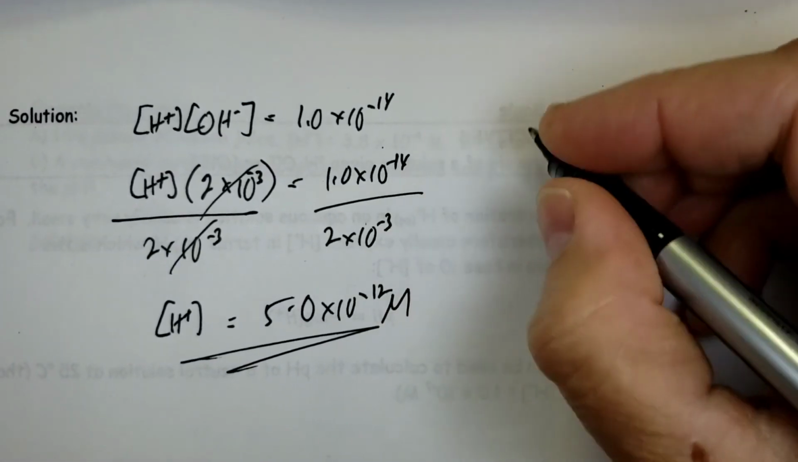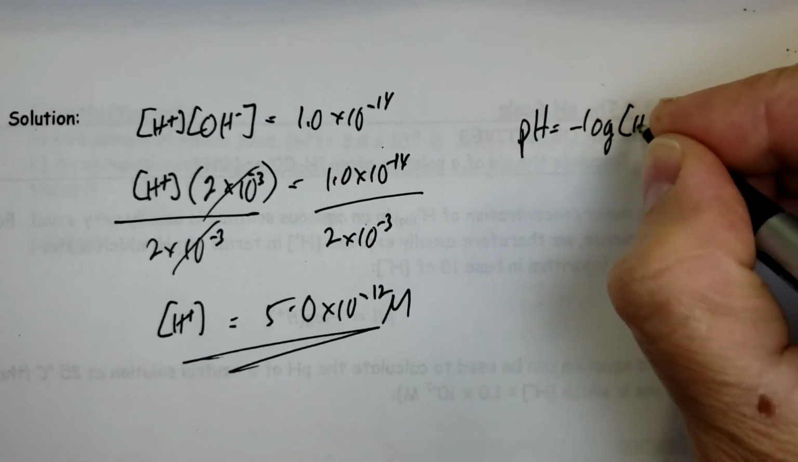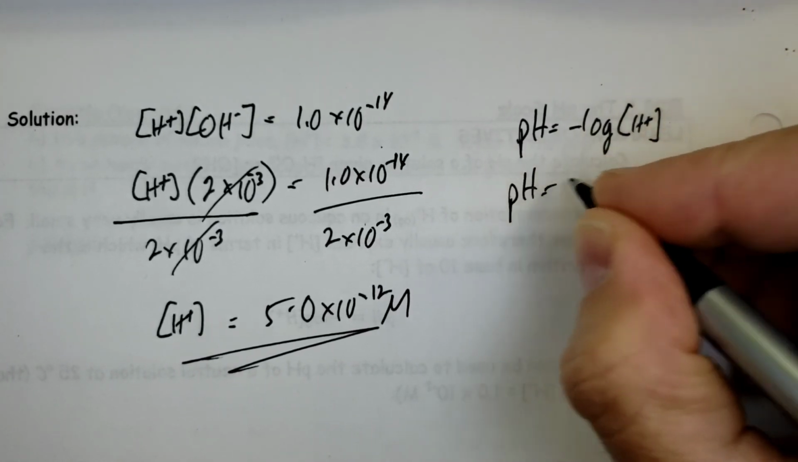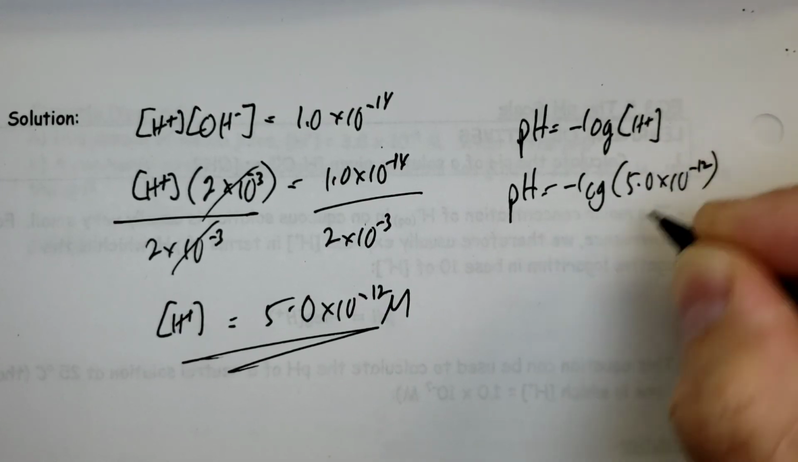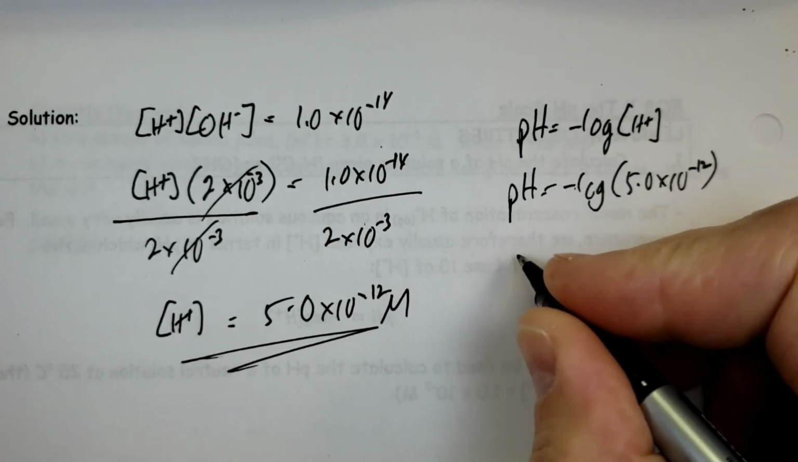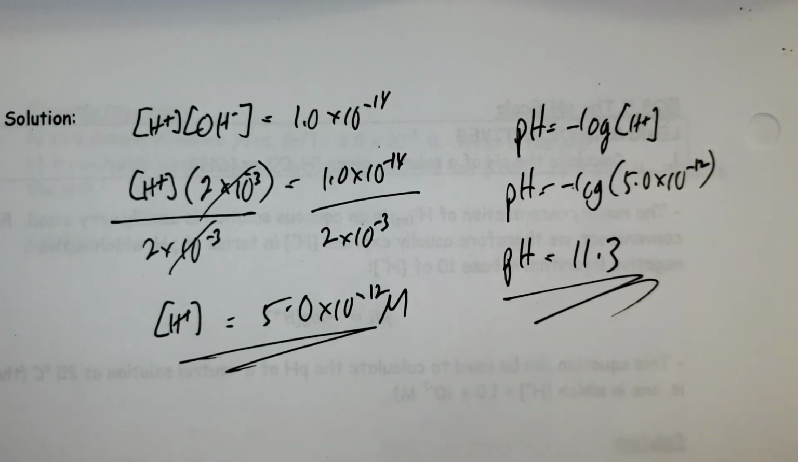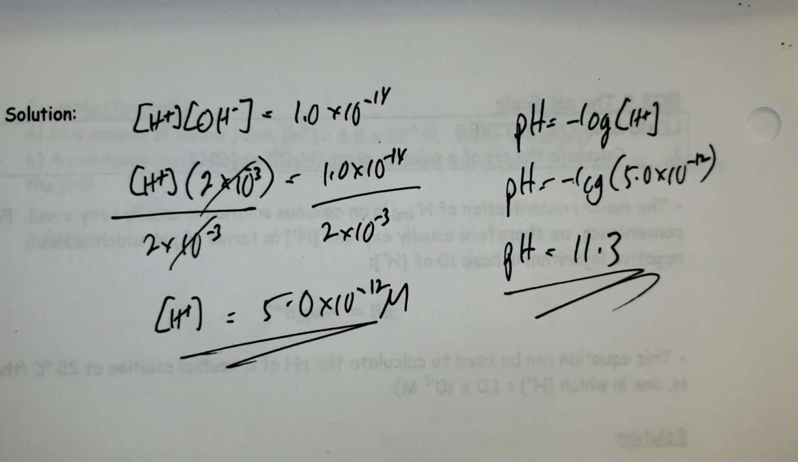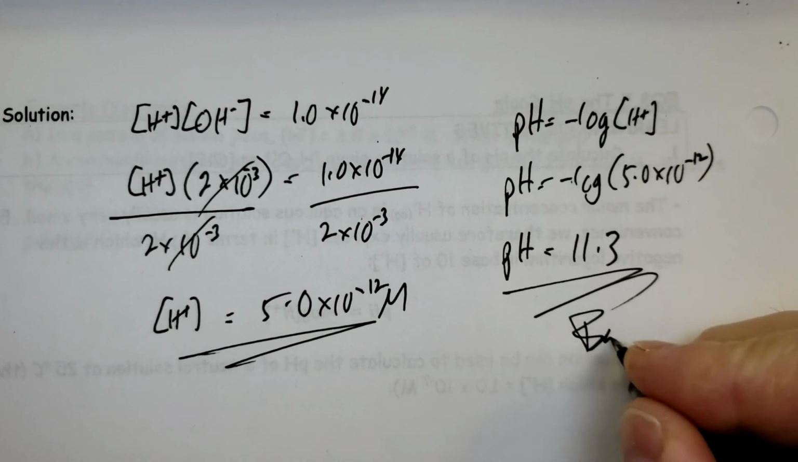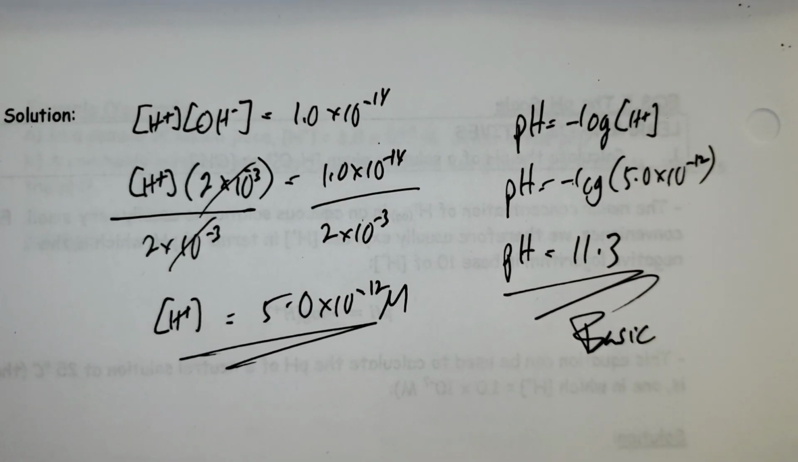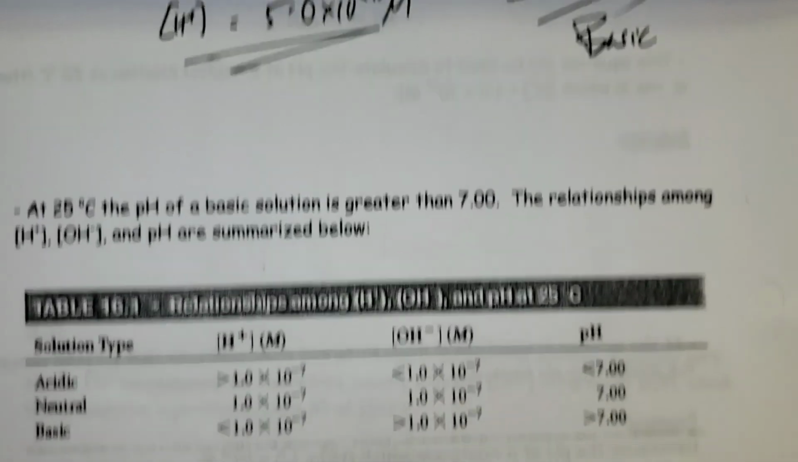Now that I know what H is, I can figure out the pH of that solution. So the negative log of 5.0 times 10 to the minus 12. Take the negative log of that number, and we see that the pH is 11.3. So that's higher on the pH scale. A higher number on a pH scale, higher than 7, means it's basic. If it's less than 7 on the pH scale, it's acidic, as we see from this next chart.